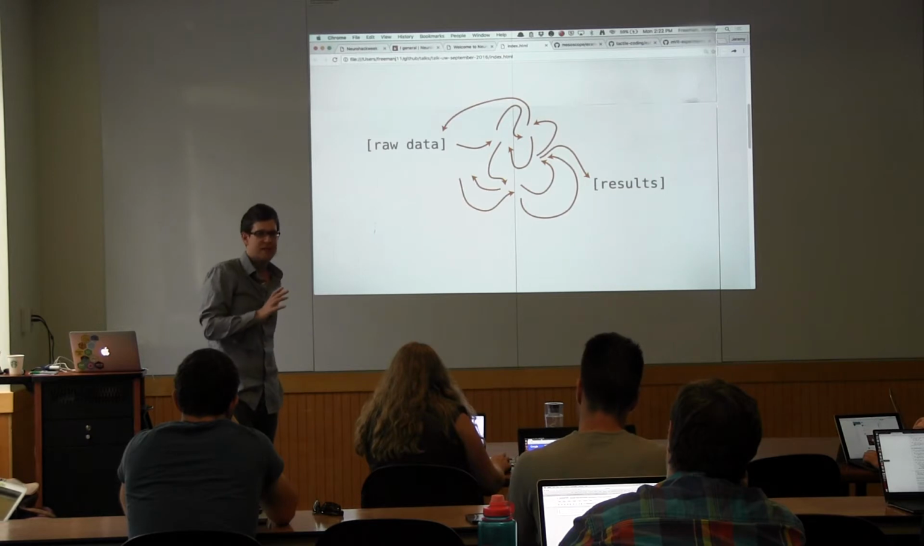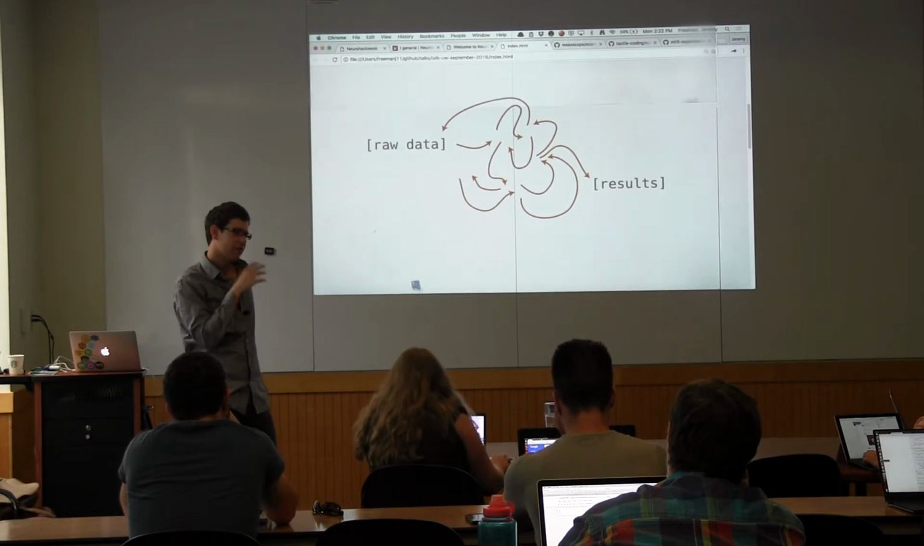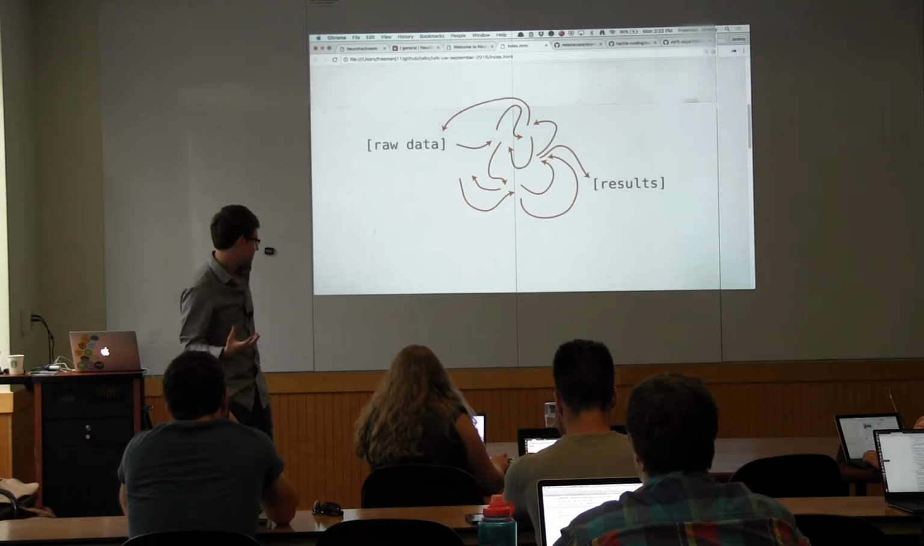The whole thing is a mess. And I've thought a lot about, I've become really interested in why that's true, and what the problems are with this picture and what we might be able to achieve that's different.